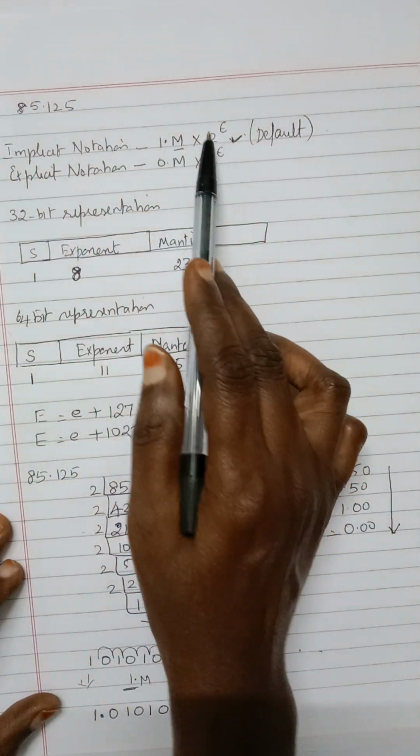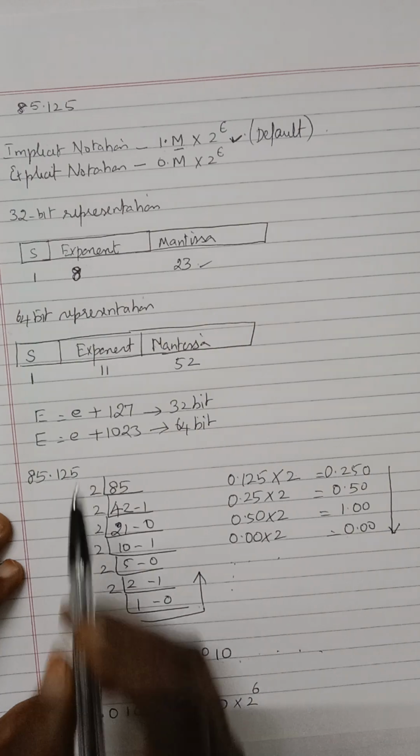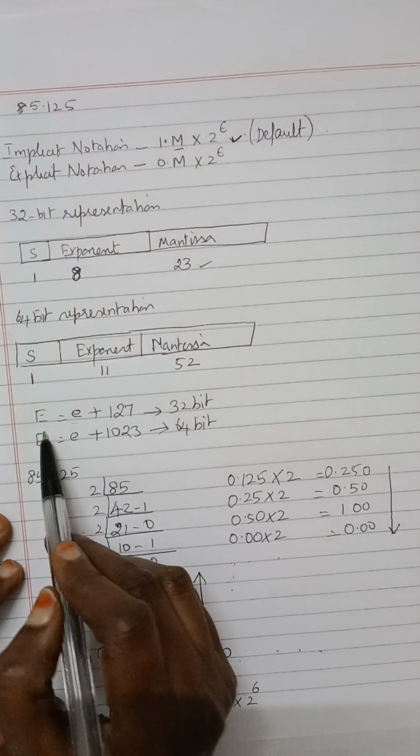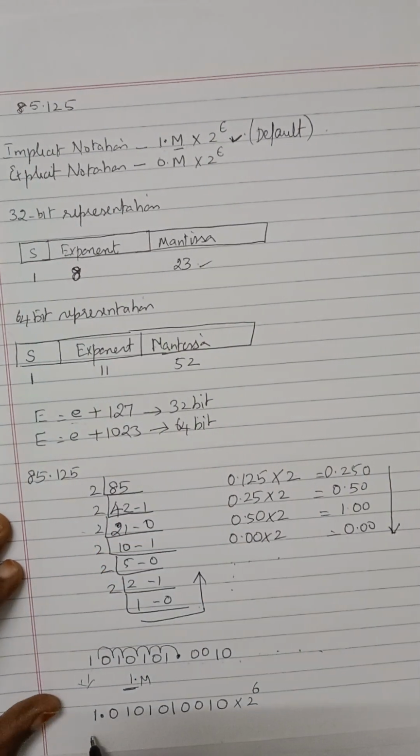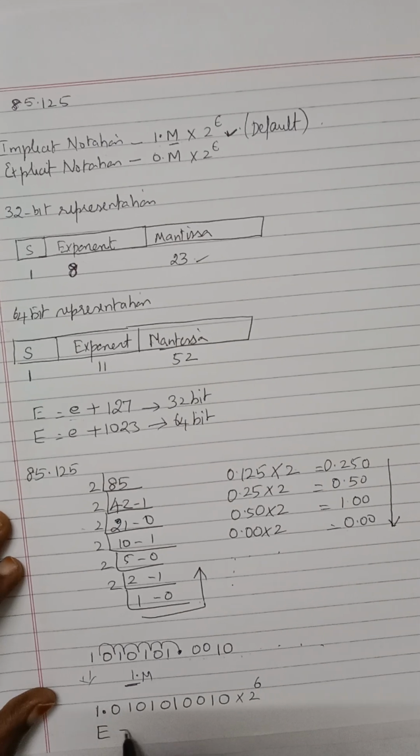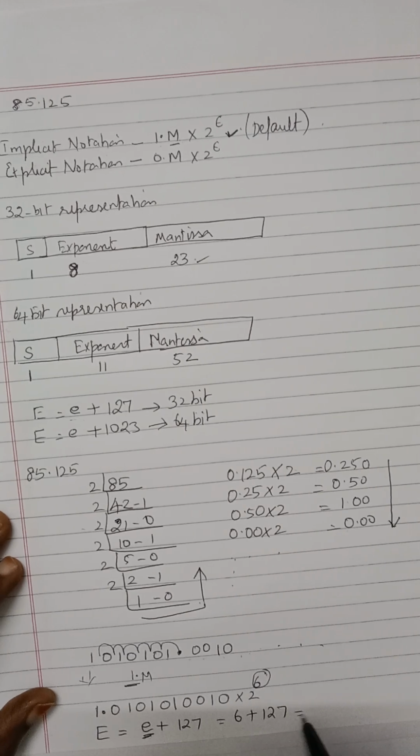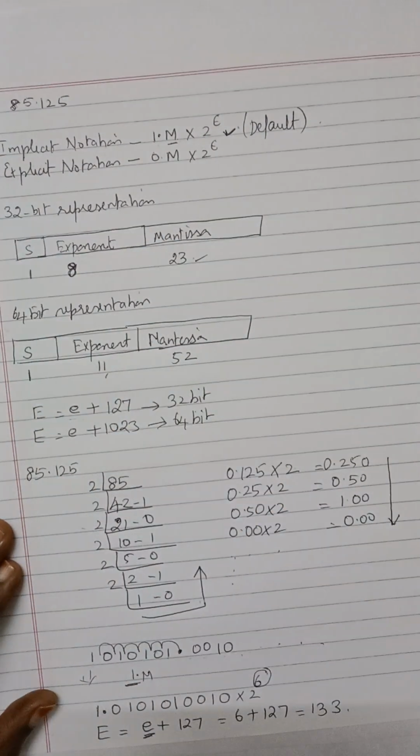So what is the value of E here? Now E value is 6. So substitute this value. Here we have found the exponent value. For 32-bit, the exponent value is e plus 127. Now this e is the power which comes here, that is, 2 to the power of however many times you have shifted. So the exponent value is 6 plus 127. 6 plus 127 is 133. So the exponent value is 133.